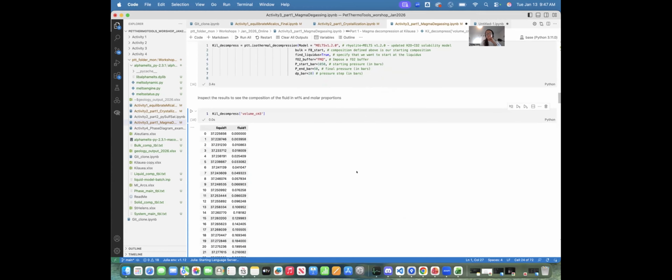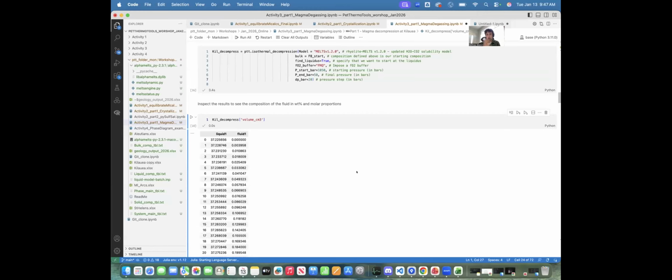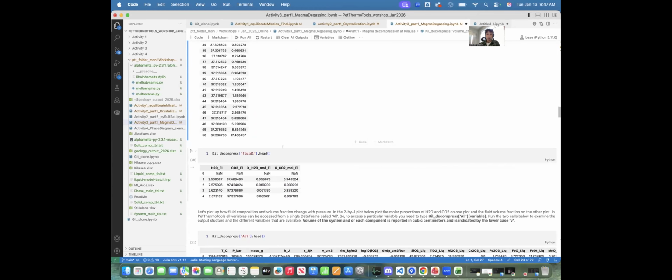Ideal. And so the key thing here that I wanted to emphasize is the output is the same. The output is the same regardless of whether you're doing decompression or crystallization. You can treat it in the same way. One of the only ones that is a little bit different is the fluid.